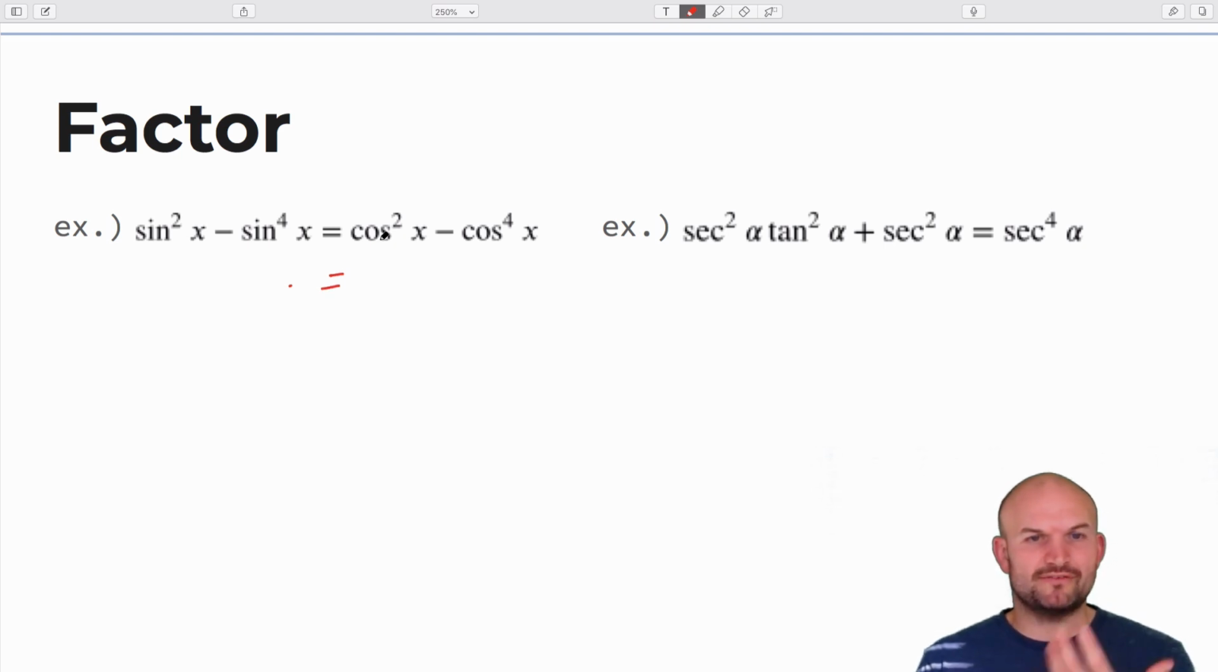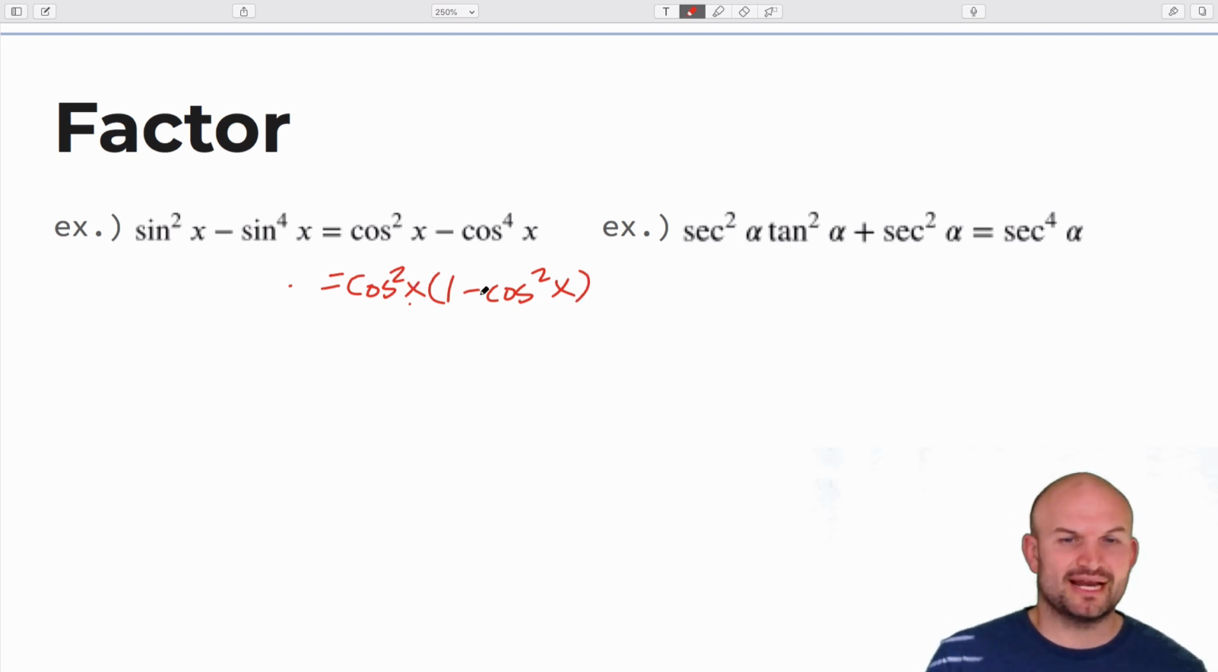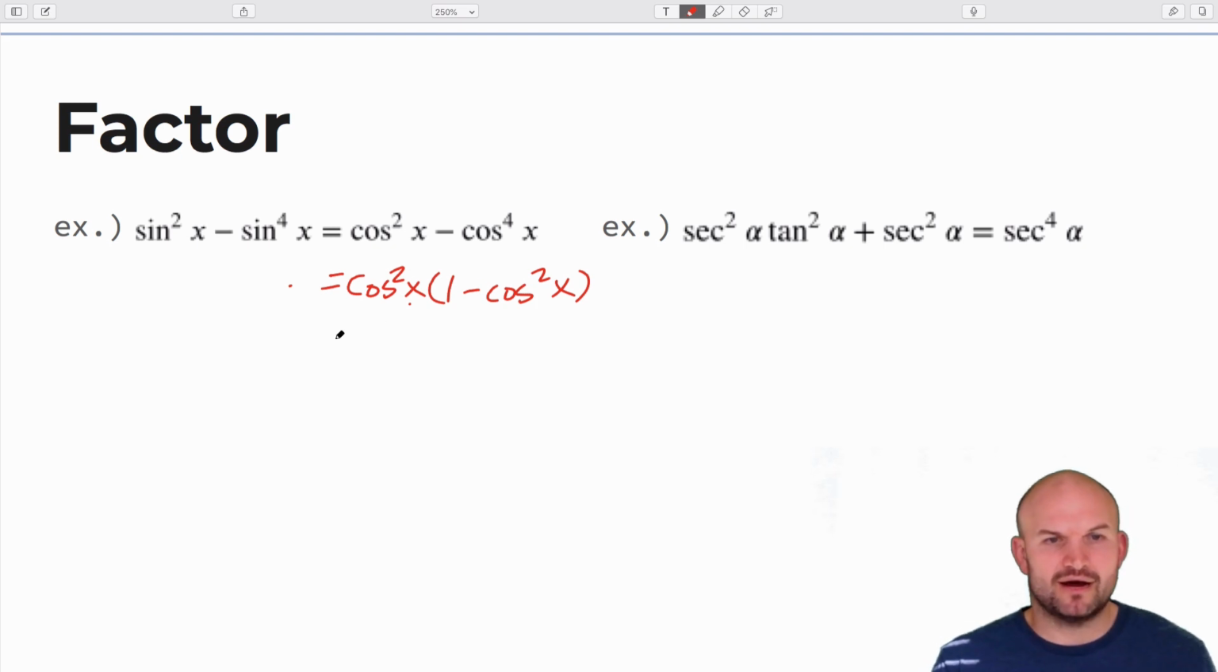But just notice whenever you have expressions separated and they have common terms, look to factor. So here I can factor out a cosine squared of x. By factoring out a cosine squared of x, I'm going to be left with a 1 minus a cosine squared of x. Now, that gives me a cosine squared of x times a sine squared of x.